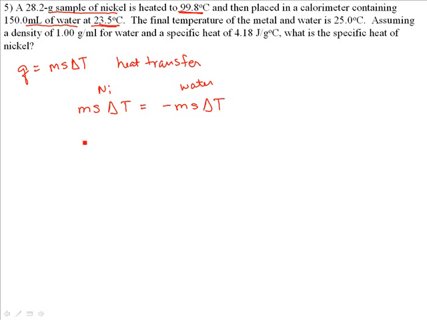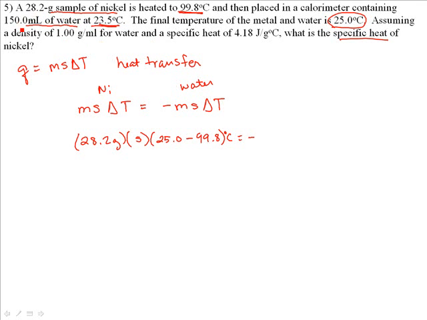So the mass of my nickel is 28.2 grams. We are trying to find the specific heat of the nickel. And the final temperature of the mixture is 25 degrees Celsius. And the initial temperature of our nickel was 99.8. And that's equal to negative times the mass of the water.